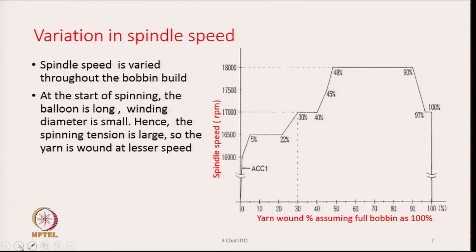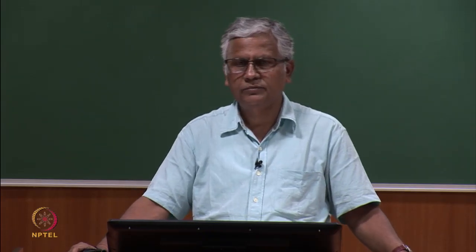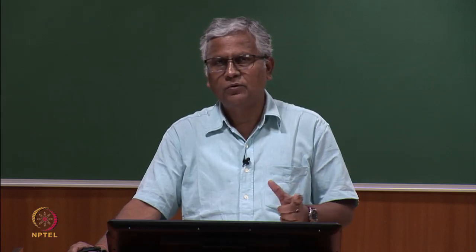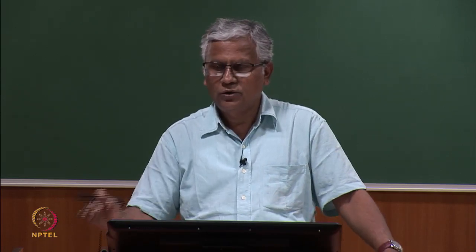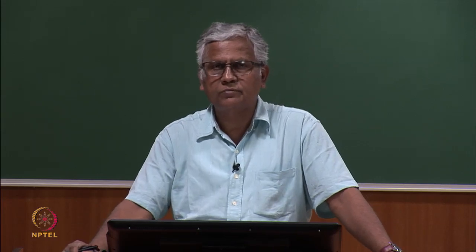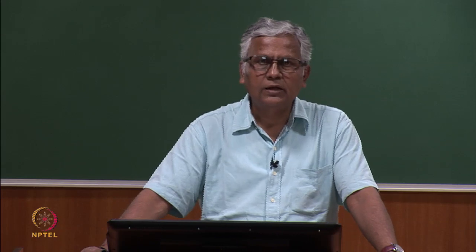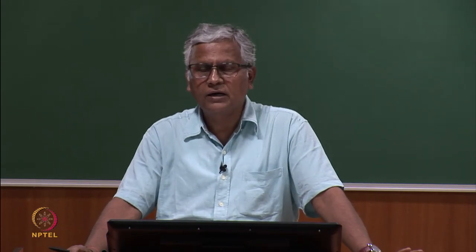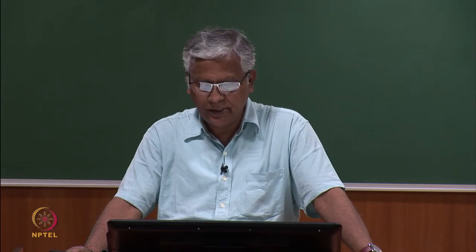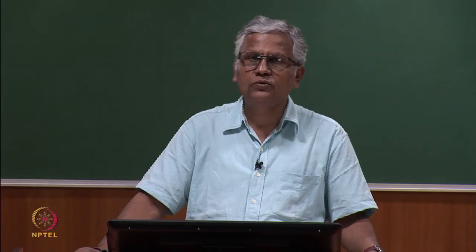At the start of the spinning, what happens? The balloon is very long, because you have started winding at the bottom of the cup. The balloon is long. The winding-on diameter is also very small, because we are winding almost on the bare bobbin, and therefore spinning tension is very large. So, the yarn is wound at a much lesser speed at the beginning, otherwise there will be too many breaks.